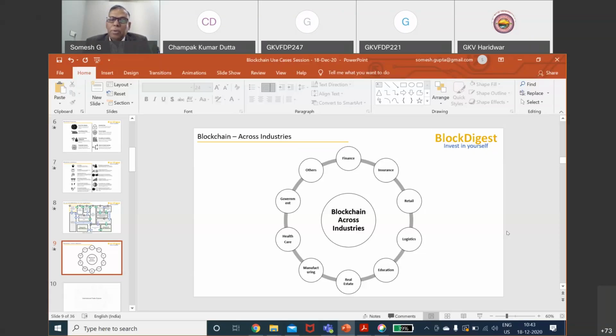Can blockchain reduce the use of AI in international trade finance? That's an interesting one. International trade finance, there's hardly any AI.